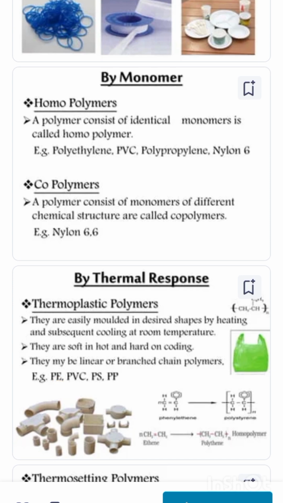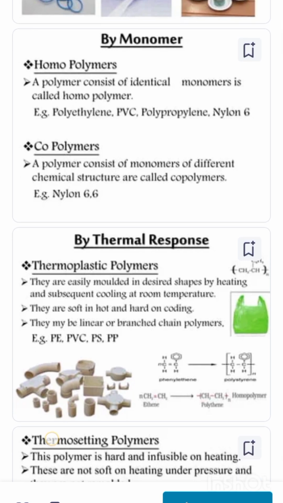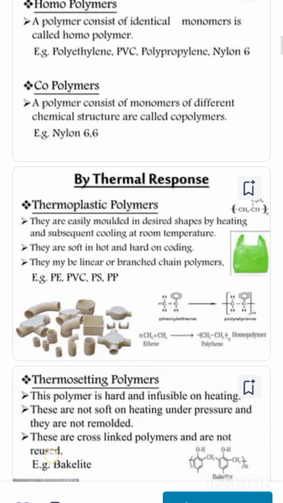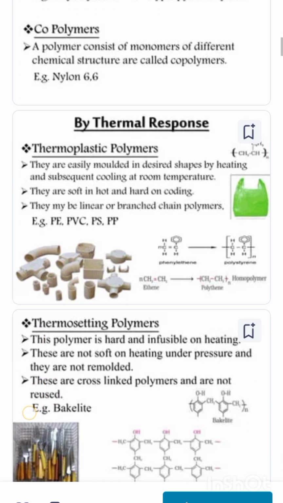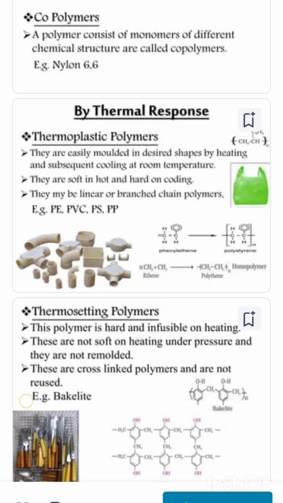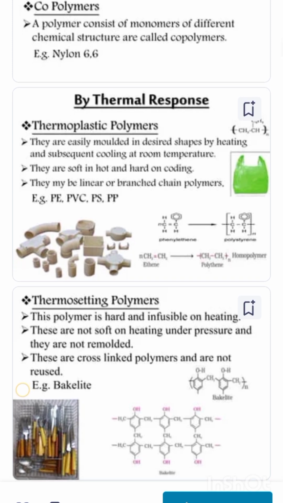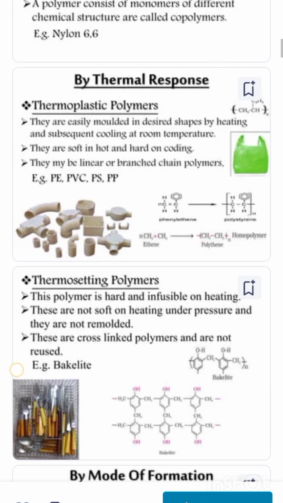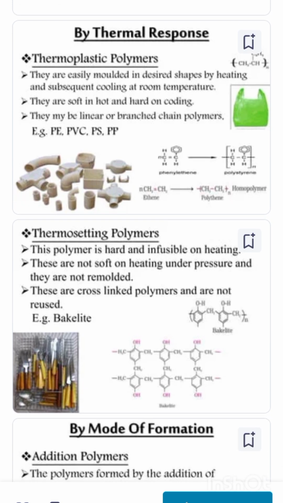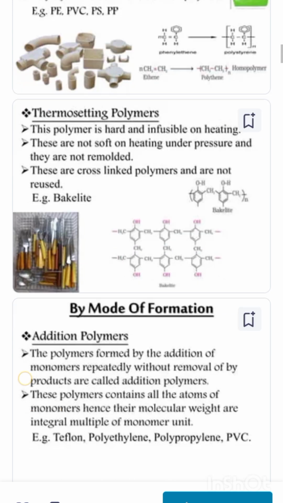By thermal response. Thermoplastic polymers. They are easily molded into desired shapes by heating and subsequent cooling at room temperature. They are soft when hot and hard on cooling. They may be linear or branched chain polymers. Example, PE, PVC, PS, PP. Thermosetting polymers. These polymers are hard and infusible on heating. They do not soften on heating under pressure and cannot be remolded. These are cross-linked polymers and are not reused.